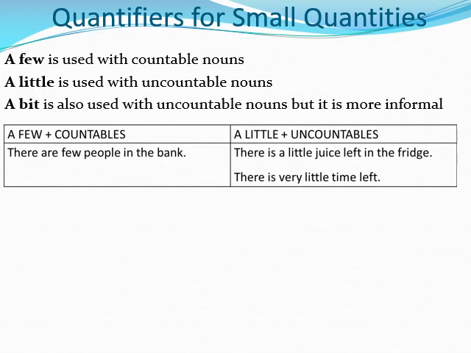And here are quantifiers for small quantities, small amounts. A few is used with countable nouns, a little is used with uncountable nouns, and a bit is used with uncountable nouns, but it's a bit more informal. Okay, so let's look at countables, few. There are a few people in the bank, right? Again, we can count people. Uncountable, we say a little. There's a little juice left in the refrigerator. How many juice? We can't say. We can say how many bottles, but juice, there's just a little juice left in the fridge, right? There is very little time left.